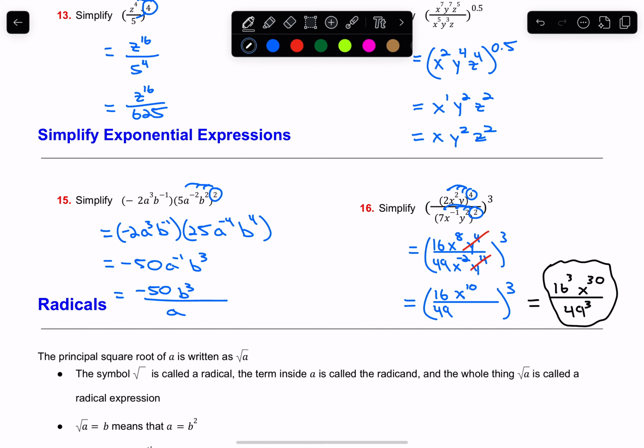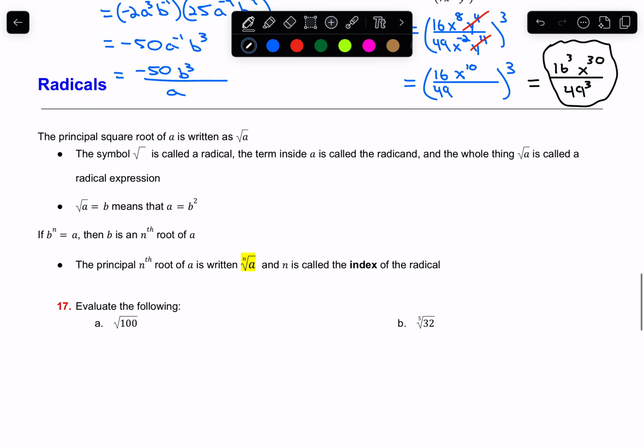All right, so now we're about to switch into radicals, so I'm going to put that one in a separate video. Okay, so go ahead, watch part 2 coming up later.